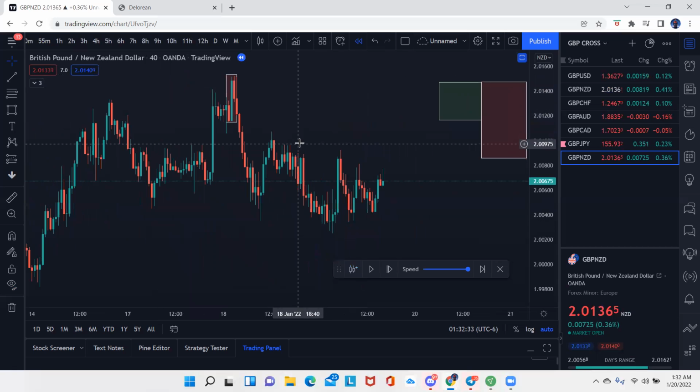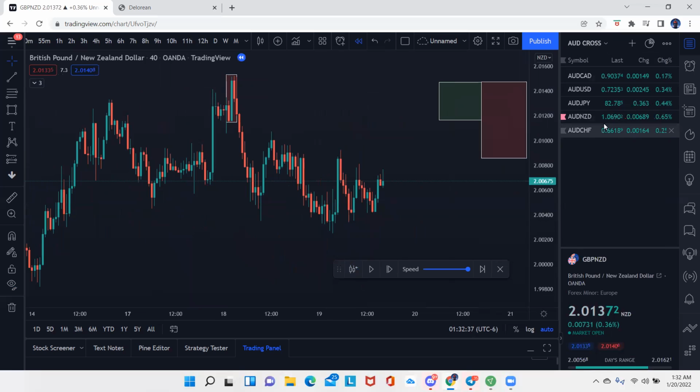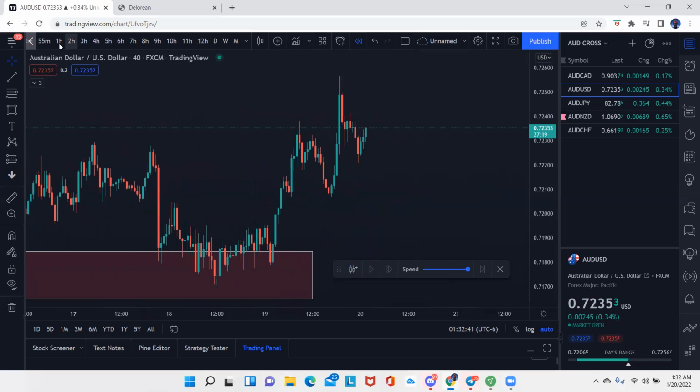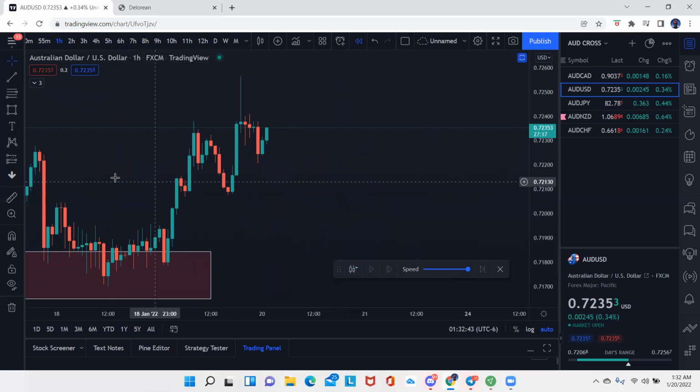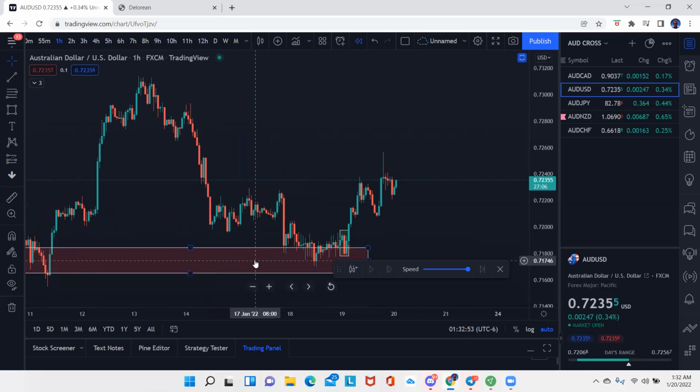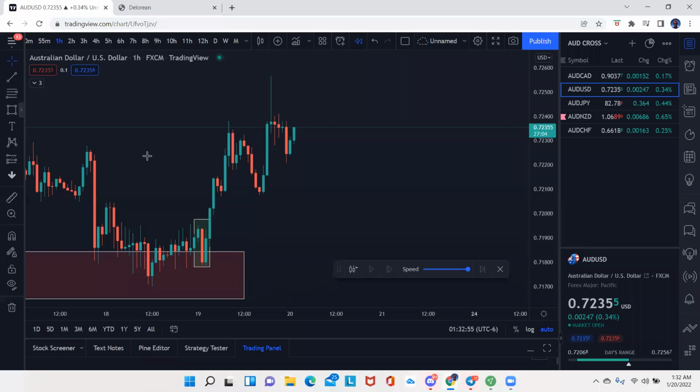Let me go show y'all another example real quick, because I want to get y'all's eyes used to seeing what I'm trying to reference. If I go to the 1 hour, this is a similar concept, right? Now I wasn't personally looking at this setup, but look at this. Say for instance, this market is bullish, right? I drew up this support zone. This is actually a trade I didn't take. I should have taken it, but I didn't, just for whatever reason.